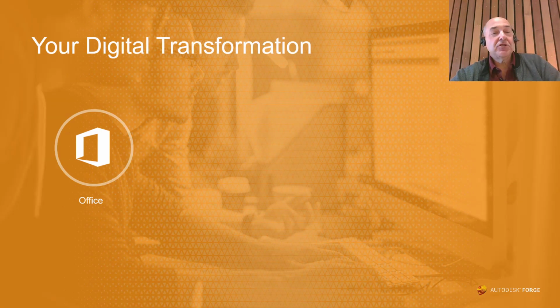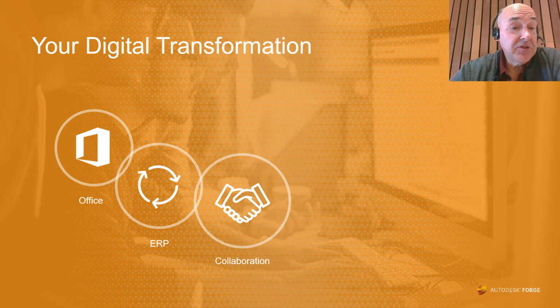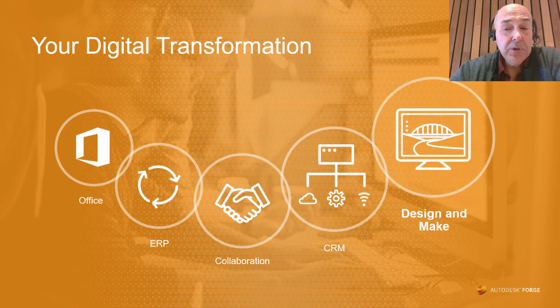Now, a little bit more on digital transformation before we jump into Forge. It typically starts with these silos of data and standardizing on where you keep your data, where you keep your single sources of truth. You'll standardize on your office tools, you'll standardize on ERP, collaboration, maybe it's Slack, maybe it's Microsoft Teams, maybe it's simply email. You standardize on your CRM system. And with Forge, you can standardize on a way to make your design and make information accessible to the enterprise.